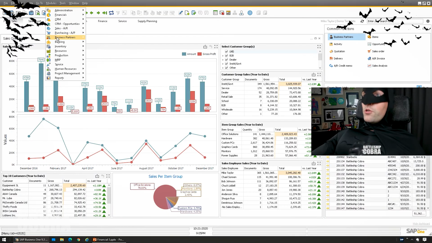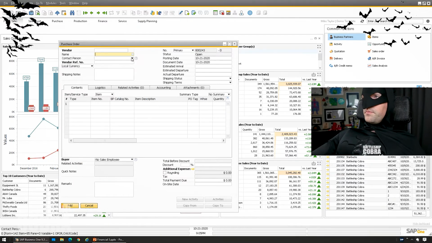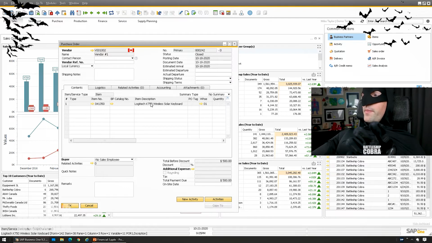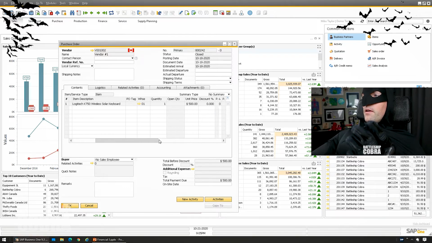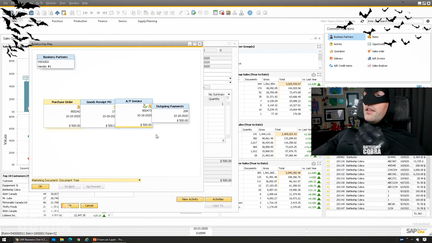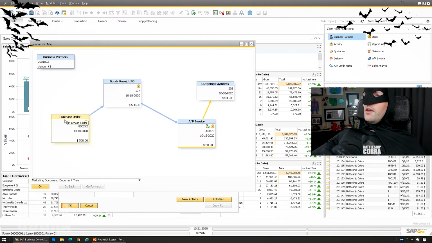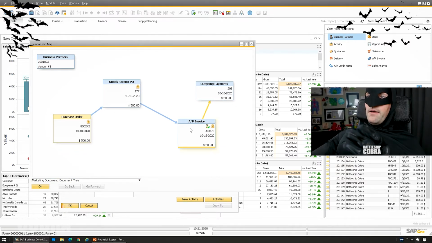Okay, so we're gonna go modules, purchasing, purchase order. Last one, because I just did that as an example. So we're gonna buy this Logitech keyboard, $500 for one. So this PO is a promise to buy this, and we've said, hey, give us this. This is a legally binding agreement that we're entering into. Right click, relationship map. The relationship map will show you all the different transactions here. I can actually make this a little wider. PO to goods receipt PO, goods receipt PO to AP invoice, and then outgoing payment I'll cover in another slide.